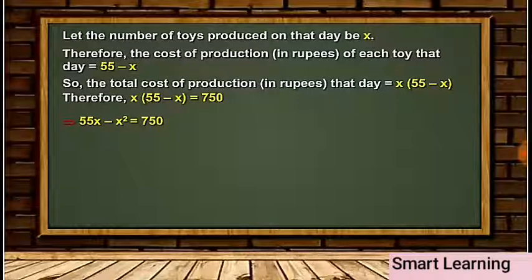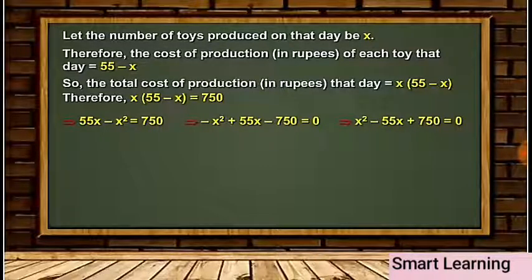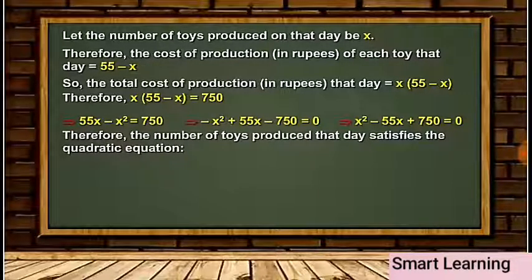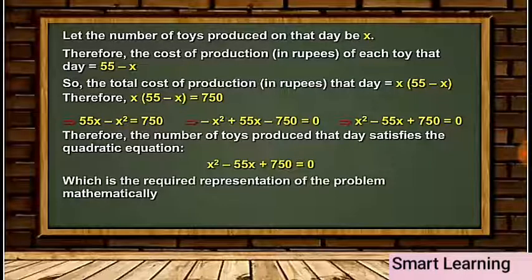This implies 55x − x² = 750, which implies −x² + 55x − 750 = 0. Multiply both sides by −1. This gives x² − 55x + 750 = 0. Therefore, the number of toys produced that day satisfies the quadratic equation x² − 55x + 750 = 0, which is the required representation of the problem mathematically.